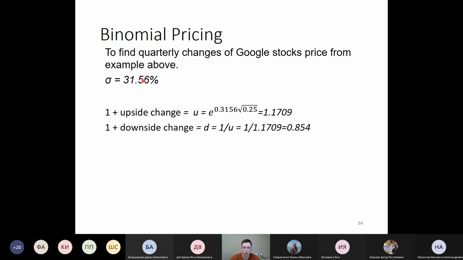If we have a standard deviation of 31.56%, and we talk about the 3 months, so 1/4 of the year, we can estimate the potential upside change and downside change, and this is how we got those numbers. So this is 1.1709, so it either goes up by 17% or goes down by 14.6%. So this is something that we started from.